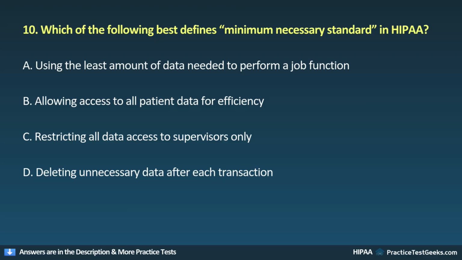10. Which of the following best defines minimum necessary standard in HIPAA? A. Using the least amount of data needed to perform a job function. B. Allowing access to all patient data for efficiency. C. Restricting all data access to supervisors only. D. Deleting unnecessary data after each transaction.